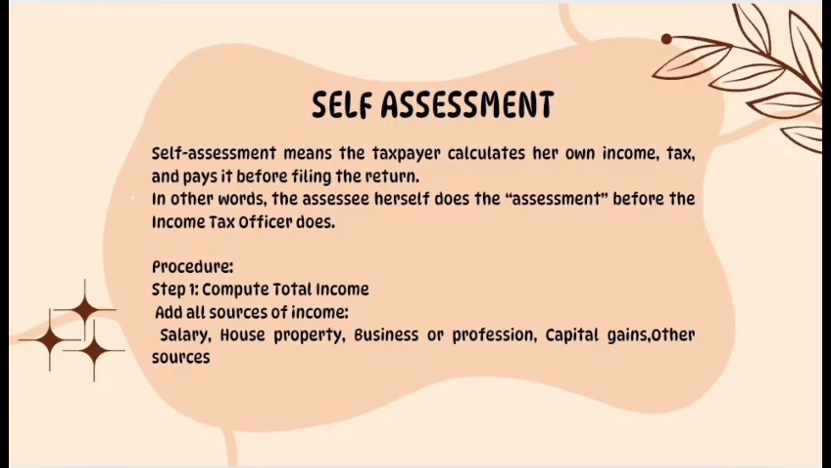The next is self-assessment. In this type, the taxpayer calculates his or her own income and tax liability. The return of tax is filed after paying the due tax. It is the first stage of assessment and is done voluntarily by the taxpayer. Procedure for self-assessment. Step 1 is compute total income. Add all sources of income like income from house property, income from salary, income from business or profession, income from capital gains and other sources.